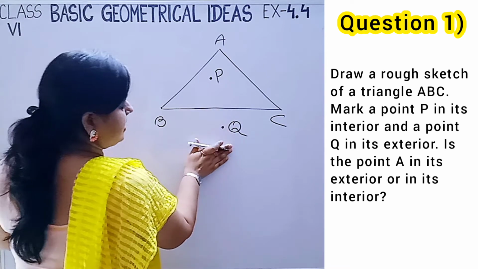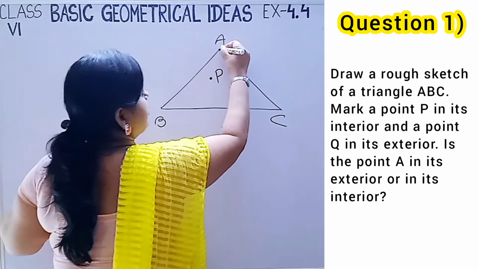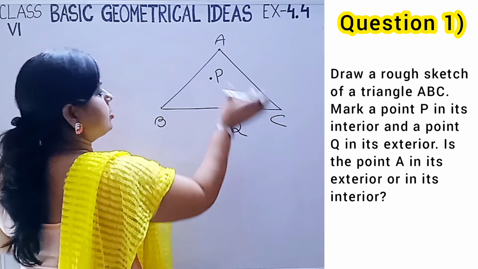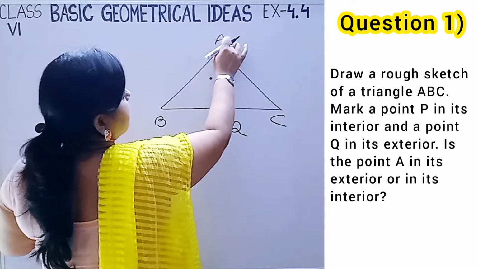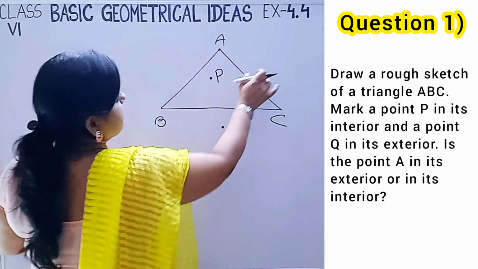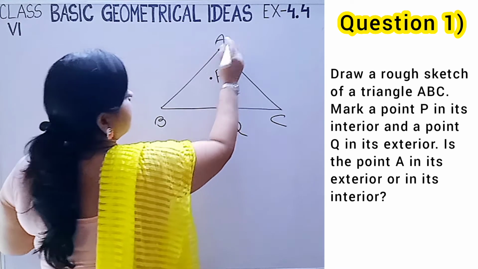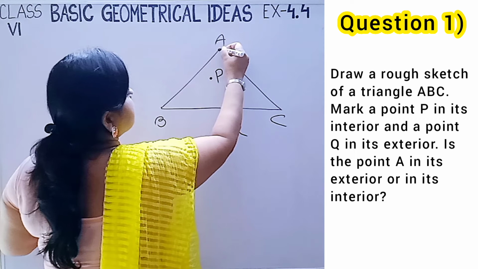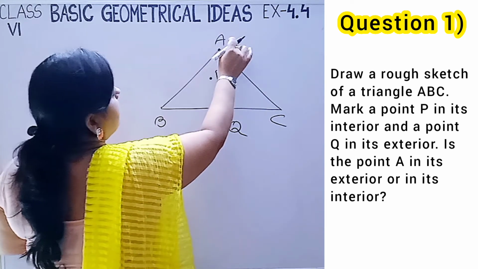Now the last one is we have to tell, is the point A, this is point A, in its exterior or interior? So clearly we can see that A is neither in the interior of the figure nor in the exterior of the figure. So what is A? A is a vertex, and we know vertex is our corner. So A is a point which is a vertex.